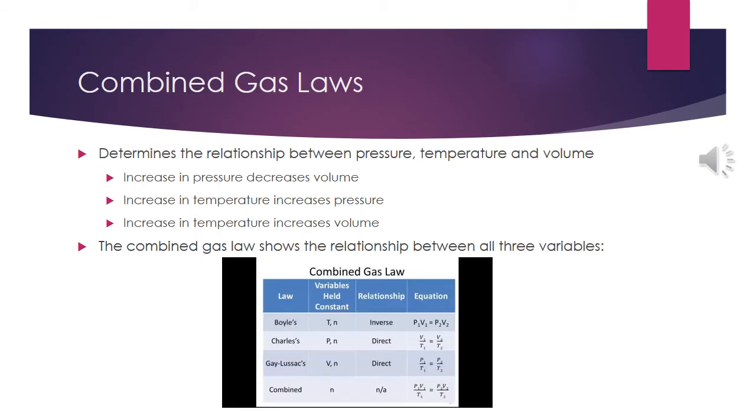Check out the following combined gas laws. The combined gas law determines the relationship between pressure, temperature, and volume. Increase in pressure decreases volume. Increase in temperature increases pressure. Increase in temperature increases volume. The combined gas law shows the relationship between all three variables.